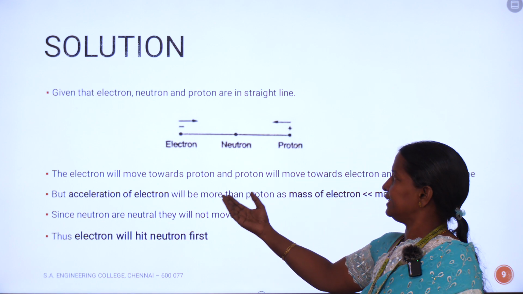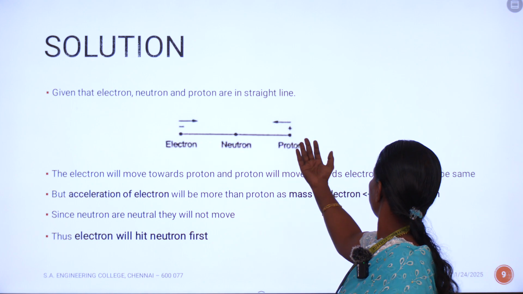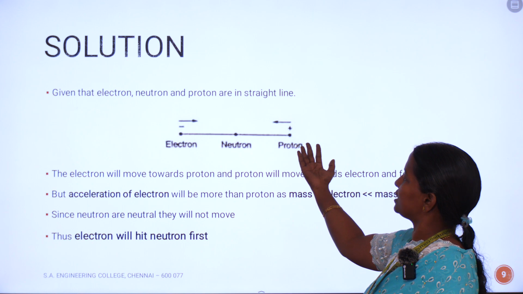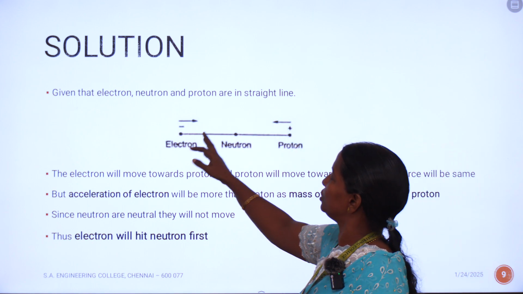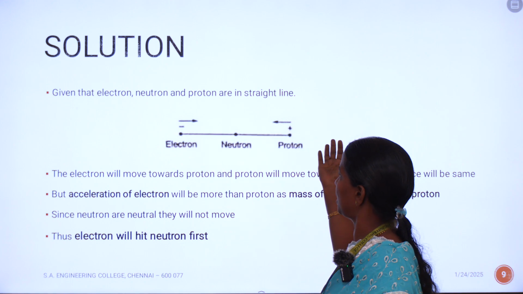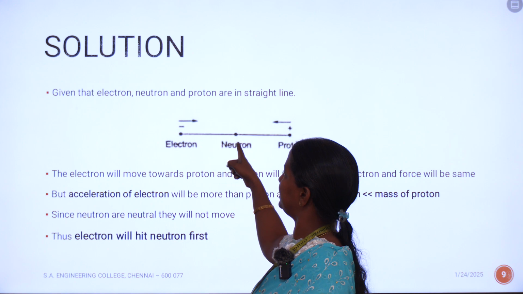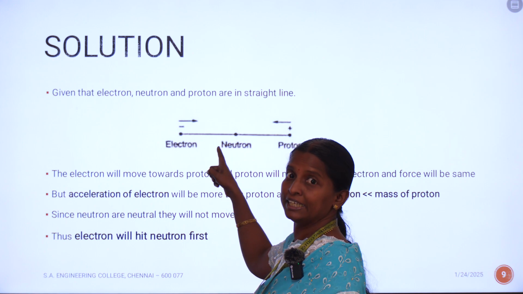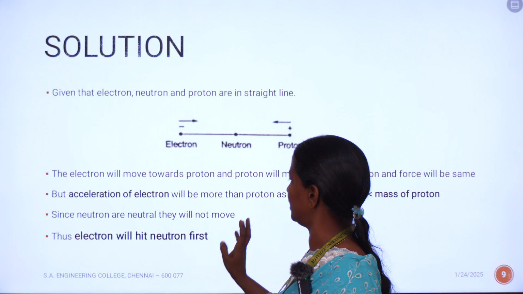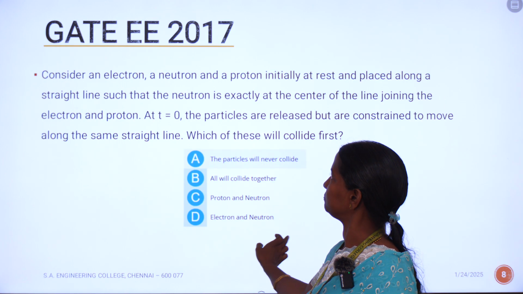So if you are taking the electron, the mass of the electron is very less when compared with the mass of the proton. And also the acceleration of the electron will be high when compared with the proton. So automatically it will be accelerated fast and it will hit the neutron. That is, the electron will hit the neutron first. Okay, this is the answer. So option D is the correct one.